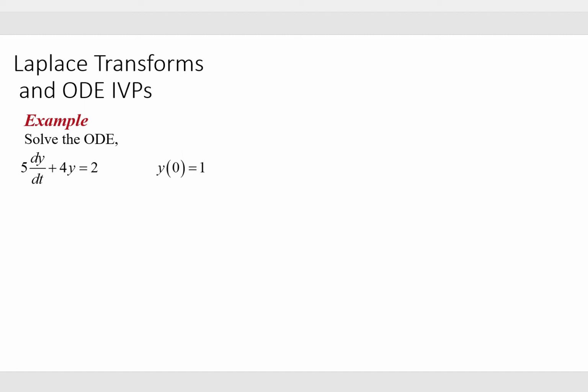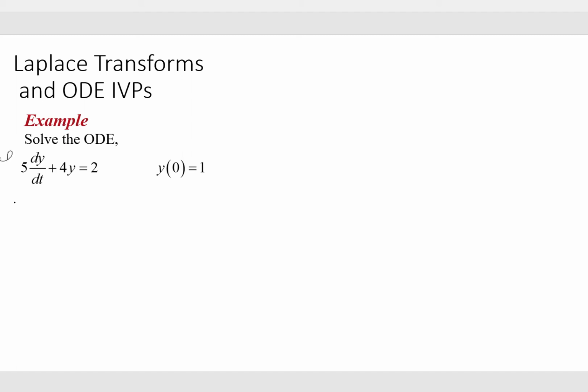Often that'll be the most difficult part. So in this problem, we see it's still a first order linear ODE, but now it's inhomogeneous, and it's also subject to an initial value constraint. So let's proceed the same way.